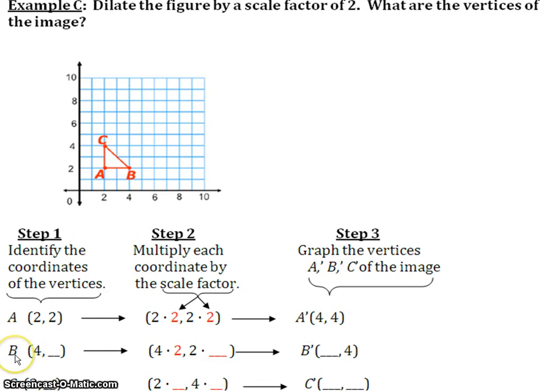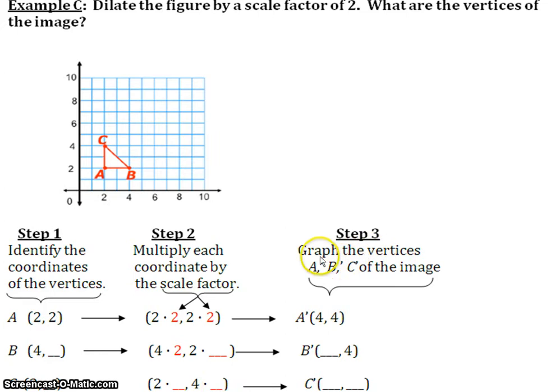Let's go to letter B. Letter B's coordinate is 4, 2. We're going to multiply the x coordinate of 4 by a scale factor of 2, and multiply the y coordinate 2 by a scale factor of 2. So please fill in 2 here. Now we're going to move on to letter C. Letter C's coordinate was 2, 4. We're going to multiply each of those coordinates by 2. So 2 times 2 and 4 times 2.